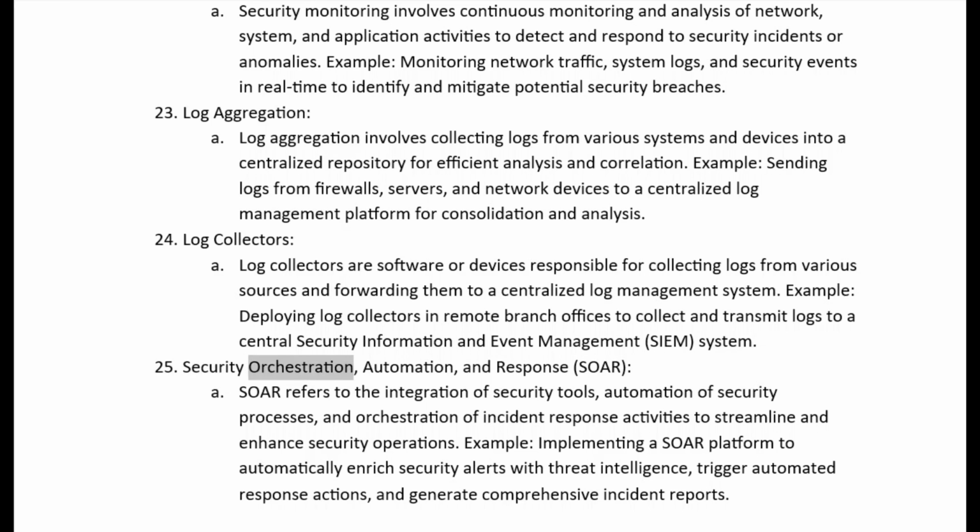Security orchestration, automation, and response (SOAR). SOAR refers to the integration of security tools, automation of security processes, and orchestration of incident response activities to streamline and enhance security operations. Example: implementing a SOAR platform to automatically enrich security alerts with threat intelligence, trigger automated response actions, and generate comprehensive incident reports.